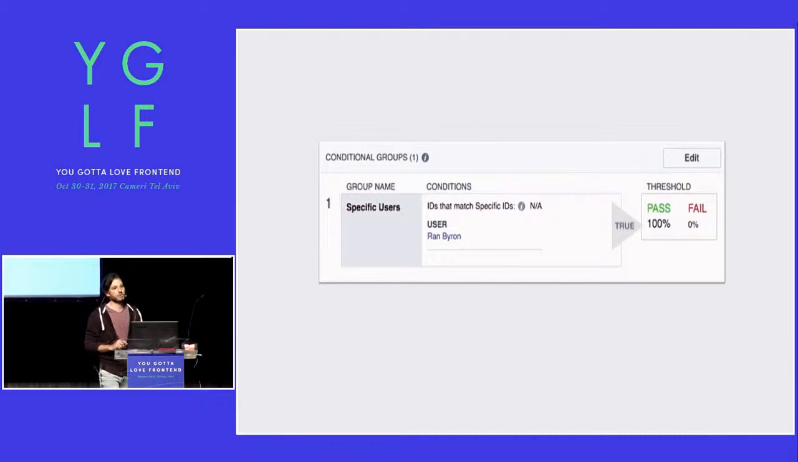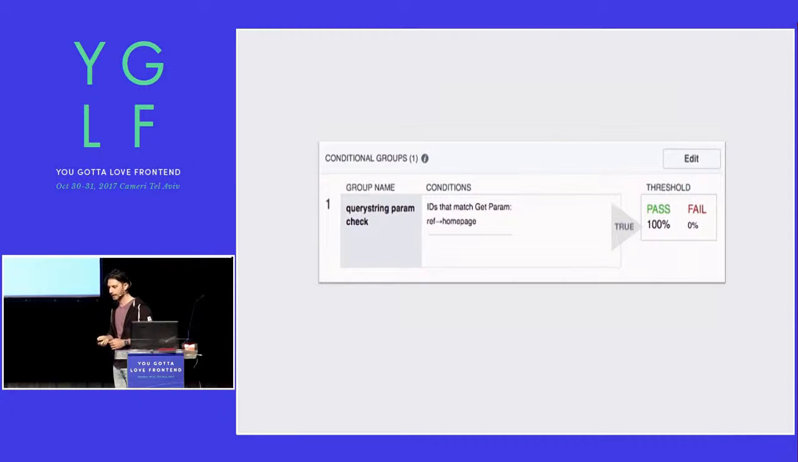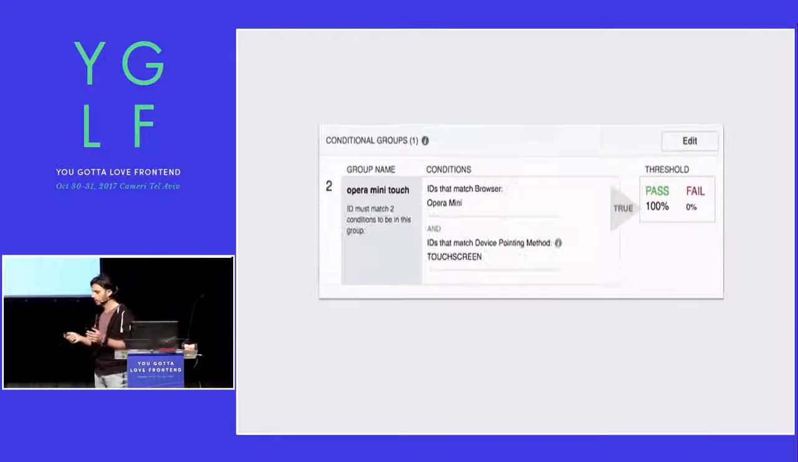I can say I want 100% exposure to users with these IDs. So basically, I'm going to be the only one that sees this. Or maybe I want to open the feature up to all of the corporate IP devices, but for public, only 10%. And then I can do it incrementally until it gets to 100% if everything goes well. Maybe I can take a look at the query string, and I want ref to be homepage, and only then the feature is up. And one last example is I want this feature open only for Opera Mini and touch devices. So I can stack them, I can have them one over the other, and it's super, super convenient.